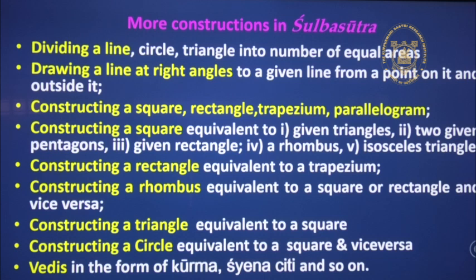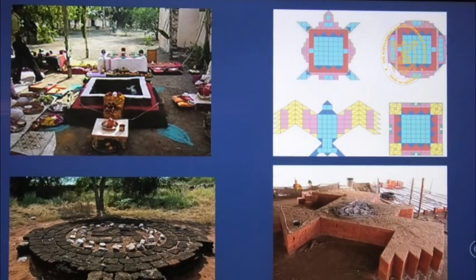Constructing a rhombus equal to a square or a rectangle. Constructing a triangle equivalent to a square, constructing a circle equivalent to a square, and vice versa. And also various forms like Kurma, Shyena, Chiti, etc. So, this is a modern construction.